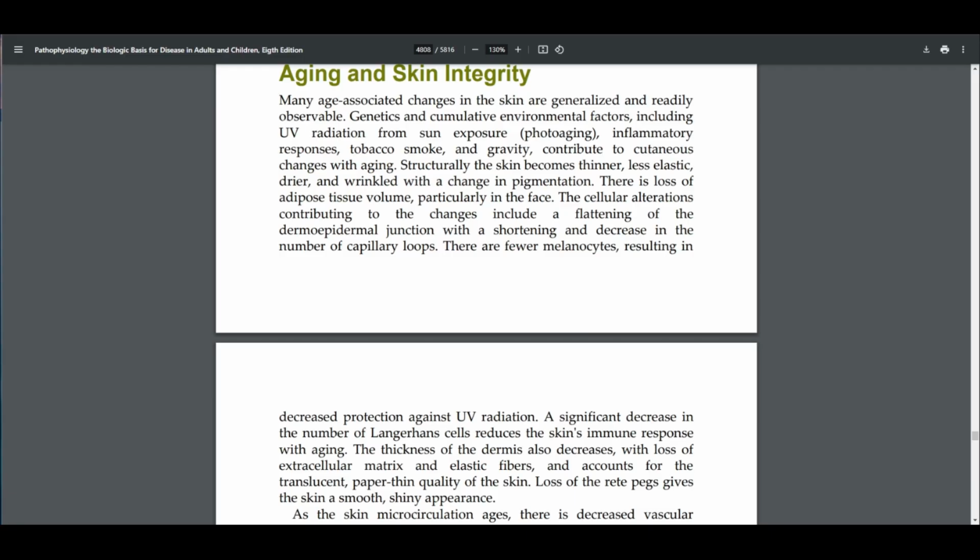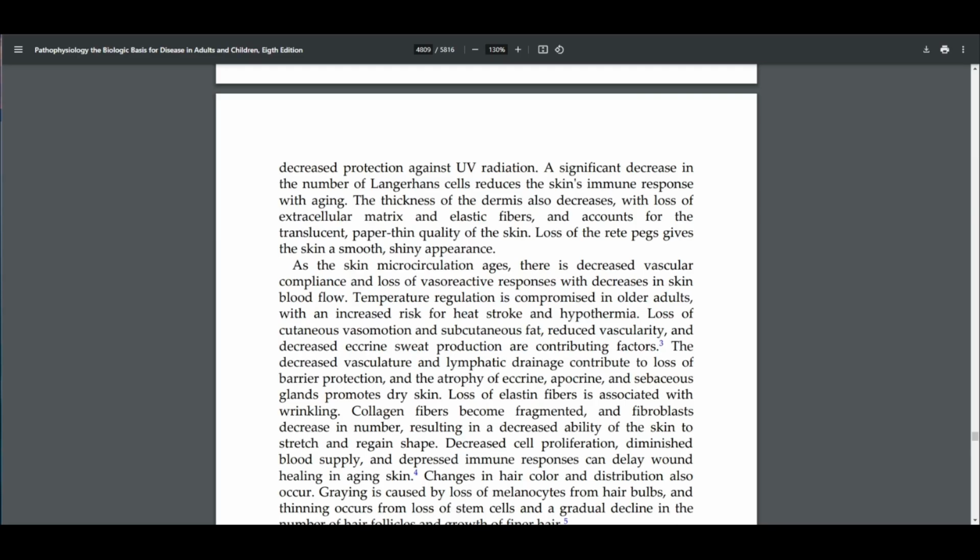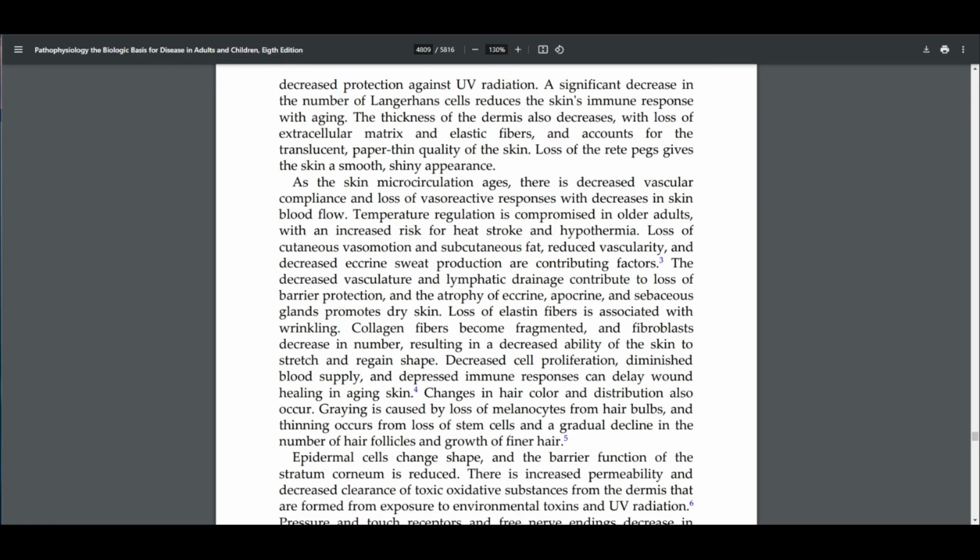The cellular alterations contributing to the changes include a flattening of the dermo-epidermal junction with a shortening and decrease in the number of capillary loops. There are fewer melanocytes, resulting in decreased protection against UV radiation. A significant decrease in the number of Langerhans cells reduces the skin's immune response with aging. The thickness of the dermis also decreases, with loss of extracellular matrix and elastic fibers, and accounts for the translucent, paper-thin quality of the skin. Loss of the rete pegs gives the skin a smooth, shiny appearance.